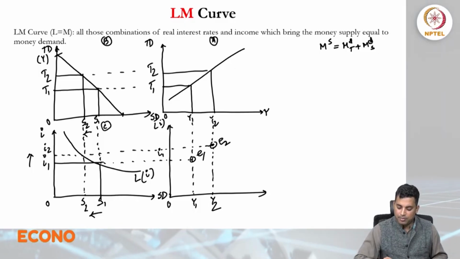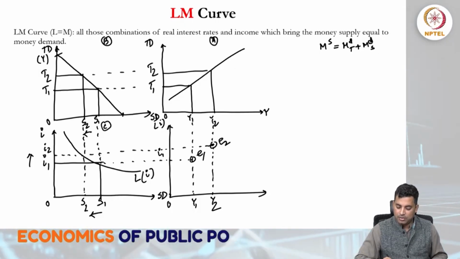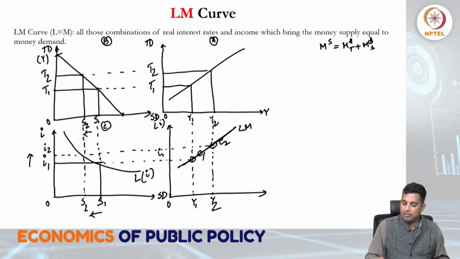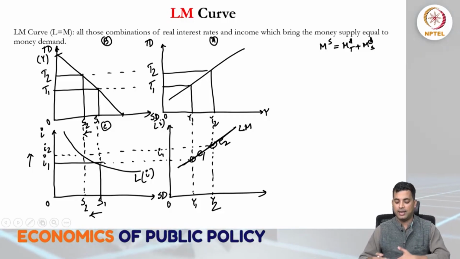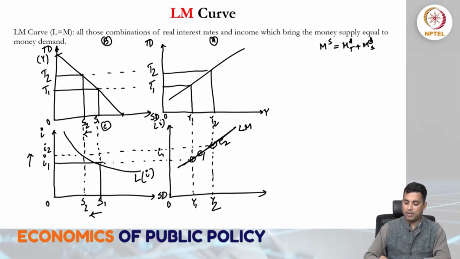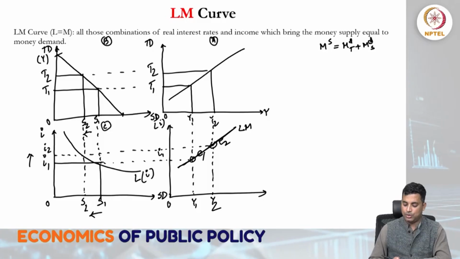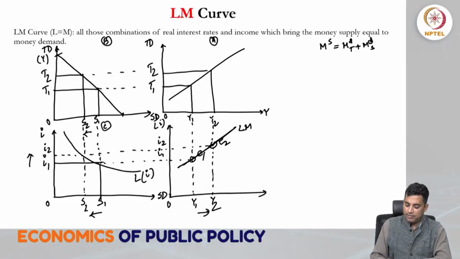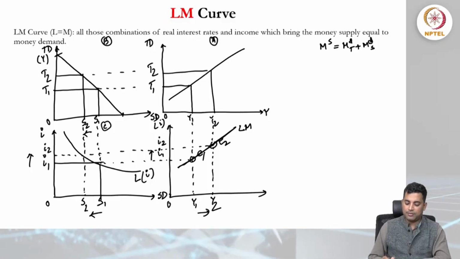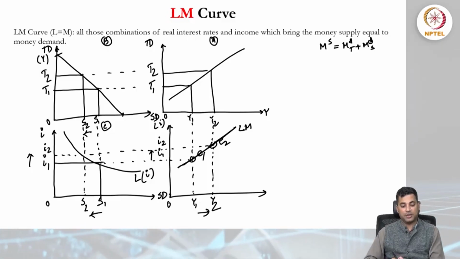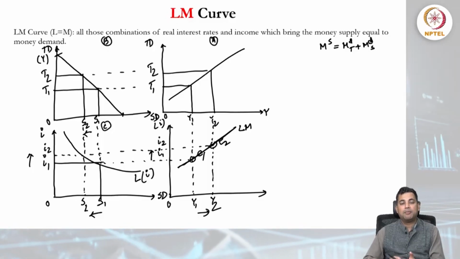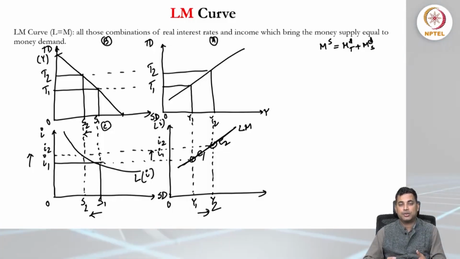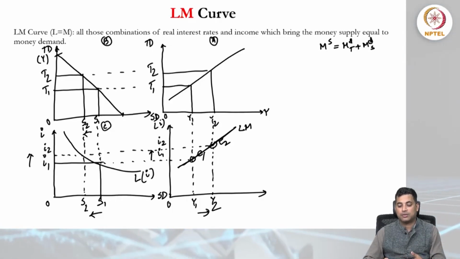So if we combine these two and plot this, then we get the LM curve. So the LM curve, combining small e1 and small e2, with a higher level of output and a higher level of rate of interest. So this is in brief, I'm just reiterating how the LM curve looks from the LM equation.